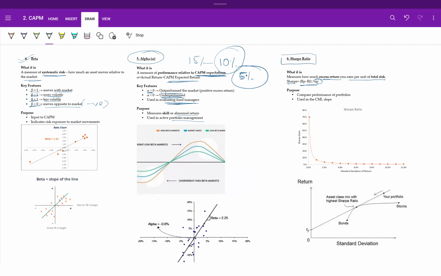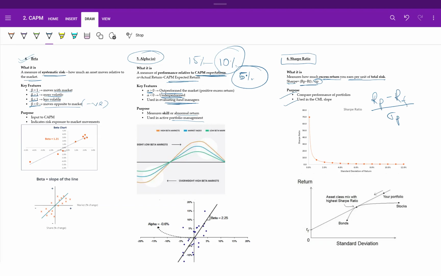So the Sharpe ratio is how much excess return you earned per unit of total risk. The formula for the Sharpe ratio is the return of the portfolio minus the risk-free rate, divided by the standard deviation of the portfolio. So the Sharpe ratio is about the whole portfolio. It's not about a selective stock. And the purpose is to compare the performance of portfolios, and it's used in the CML, the capital market line.